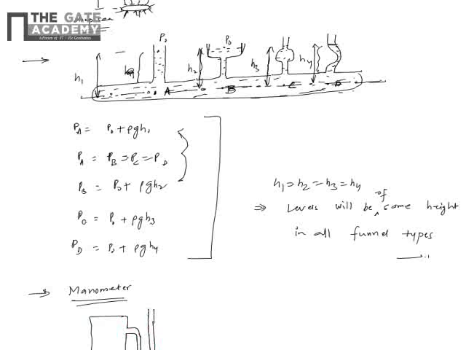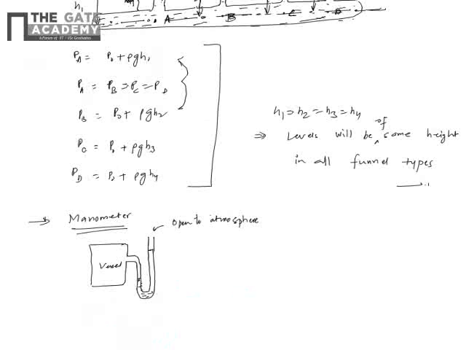Okay, and then you have one end of the tube open to the atmosphere, this part, and the other end is connected to the vessel, as you can see. So the other end is the gas vessel. And in between you have some fluid.